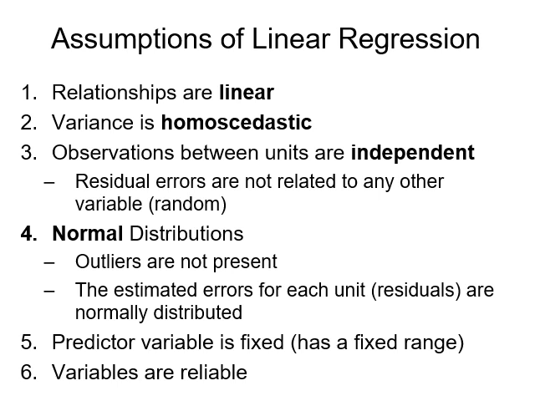So the assumptions of linear regression. Some of these we've already covered, but we're also going to talk about this a little bit more. So first, the relationships have to be linear. If it's a simple linear regression, it's one predictor, one outcome, and both need to be continuous, and the relationship between those two continuous variables needs to be linear. Three, the observations between units need to be independent. Residual errors are not related to any other variable randomly.